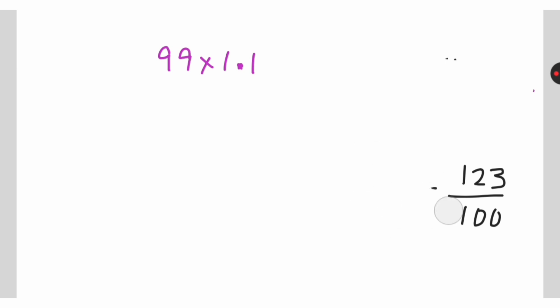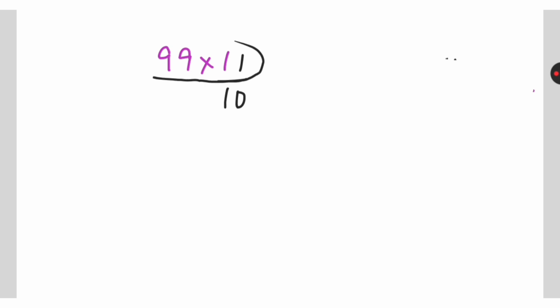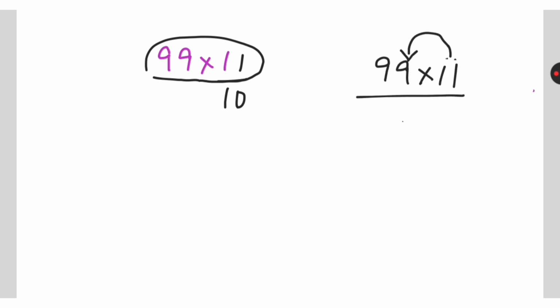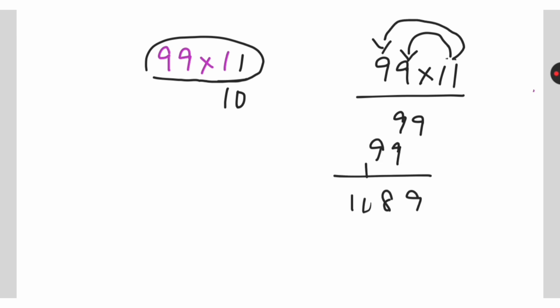Now we need to convert this decimal into fraction form, because then it is easy to multiply or divide. So this 1.1 we can write as 11 over 10. Now just multiply 99 times 11. So 11 times 9 is 99. Again 11 times 9 is 99. So just simply add this. So we are going to get the numerator as 1089 divided by 10.